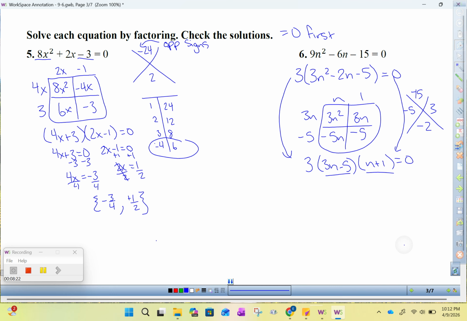Okay, with this now, I can solve my equation. The first piece says 3 equals 0, so that doesn't work. The second piece gives positive 5, adding it over, divide by 3, 5/3. And then the second piece, I just had one step, subtract the 1. Okay.